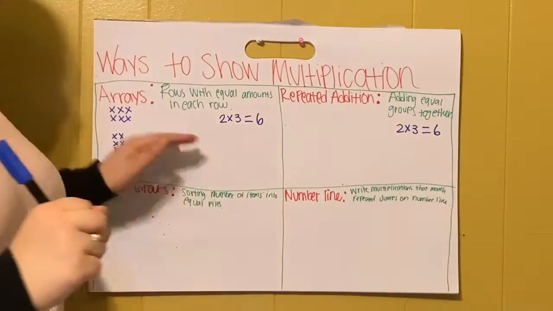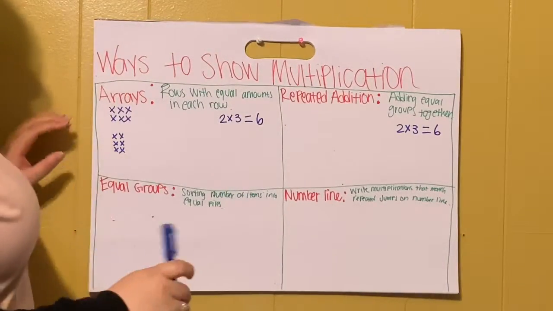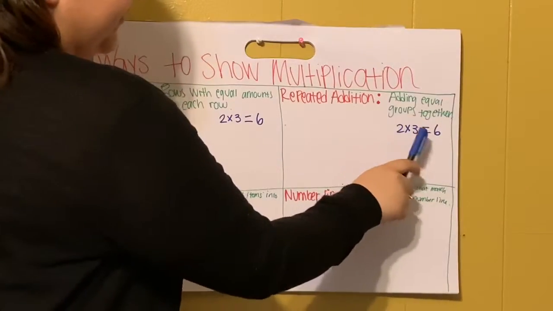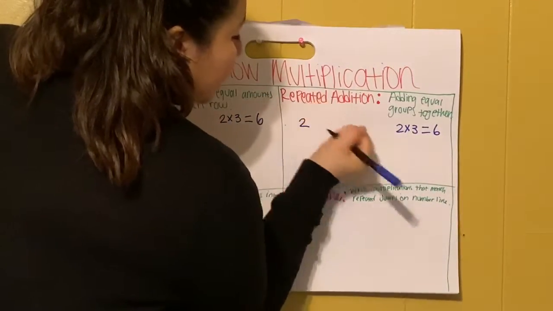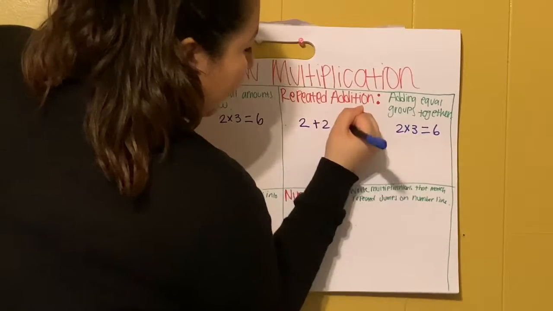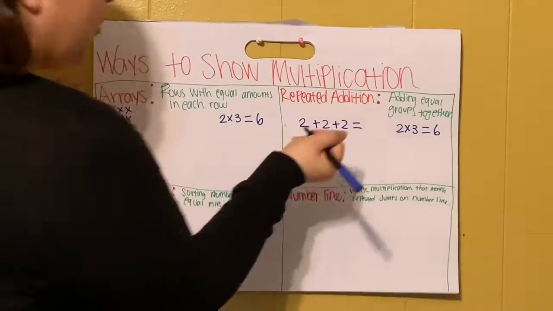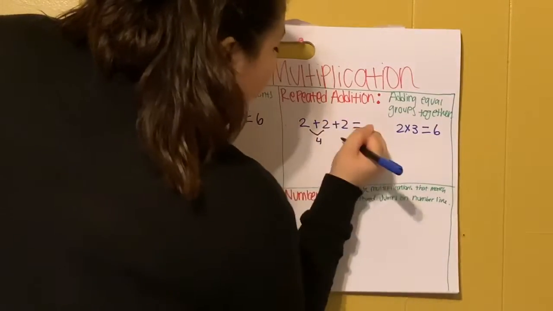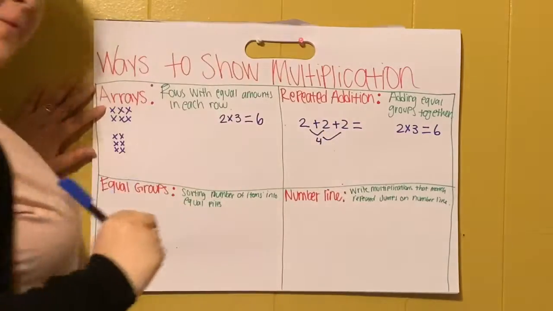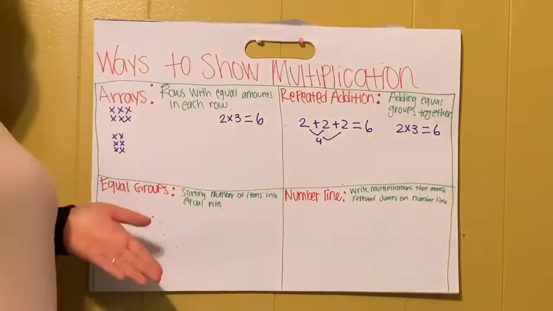Now, just like the arrays, there are 2 ways we can show repeated addition. We can add 2 3 times. So, let's go ahead and write 2 plus 2 plus 2. Now, let's add them together. What's 2 plus 2? 4. And then what's 4 plus 2? 6. Good job. See how simple and easy?